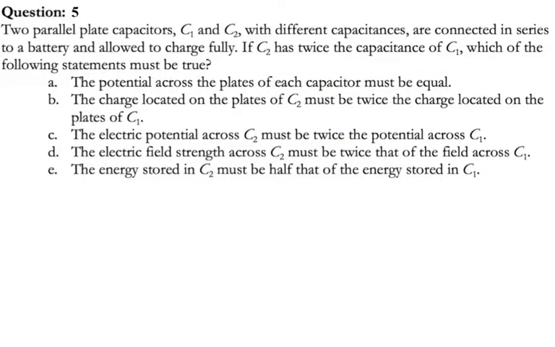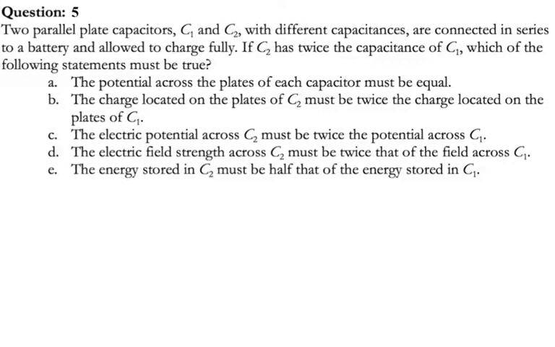In this case, we have 2 parallel plate capacitors C1 and C2 with different capacitances connected in series to a battery and allowed to charge fully. If C2 is twice the capacitance of C1, which of the following statements must be true?